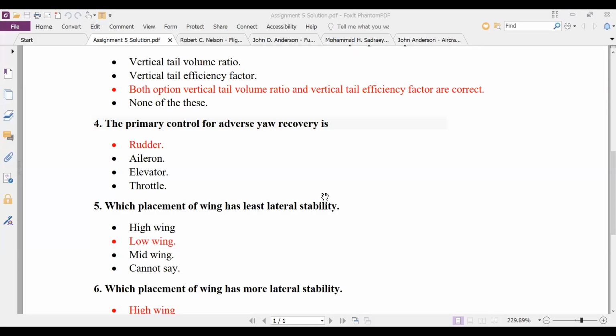So now we can answer question 4 very clearly. What is adverse yaw? Why does it happen? And how do we recover from adverse yaw? We use the rudder because rudder is the primary control for yaw.